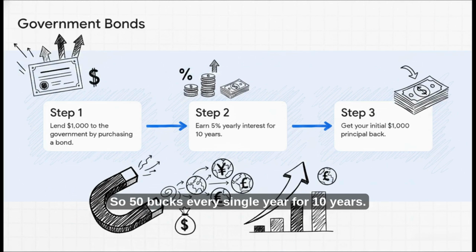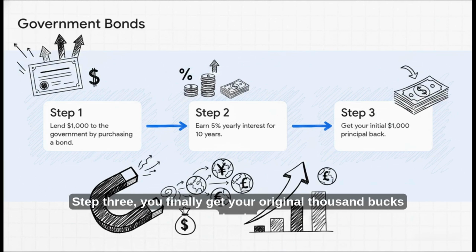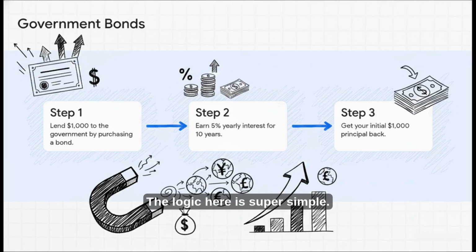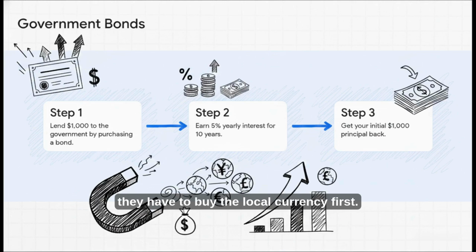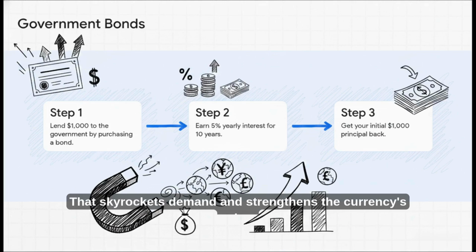So $50 every single year for 10 years. Step 3, you finally get your original $1,000 back. The logic here is super simple. Higher interest rates equal higher investment returns, and that acts like a massive magnet for foreign investors. But here's the kicker. To buy those local bonds, they have to buy the local currency first. That skyrockets demand and strengthens the currency's value.